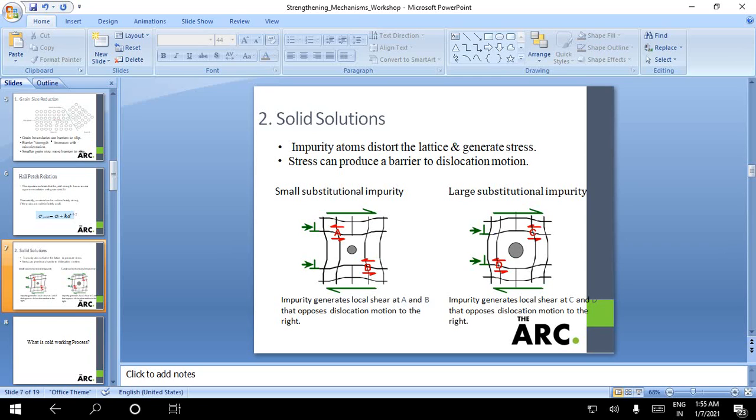Here we are considering the largest substitutional impurity. Because of the impurity, local shear at C and D will be generated, and it also opposes the dislocation motion to the right. When dislocation motion is less, that means when there is no slip of the atoms, automatically the strength of the material is going to be improved. When there is a barrier to moving the atoms from one place to another, that means if there is no slip, the strength of the material will automatically increase.